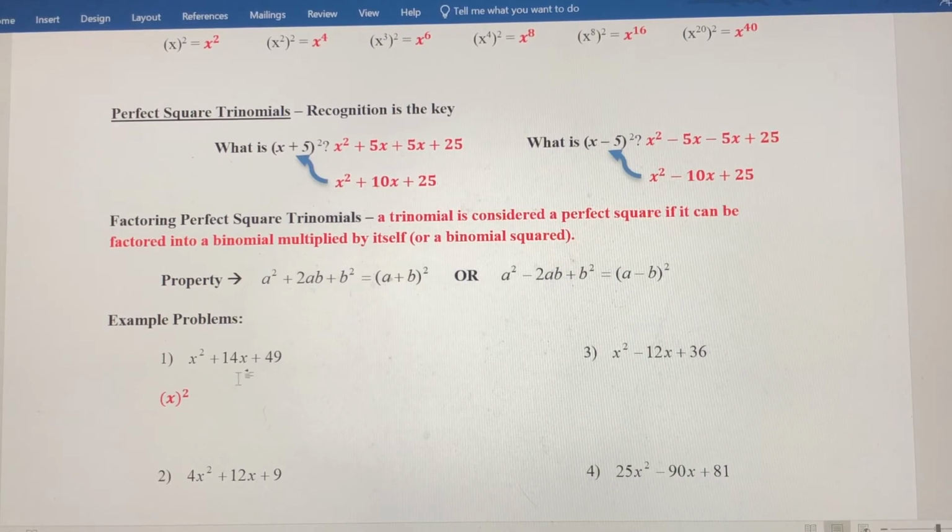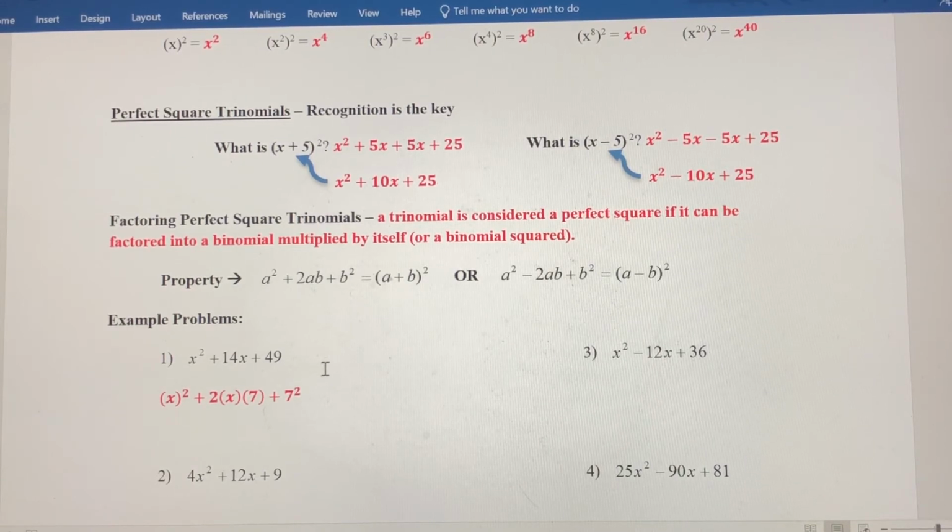Then the last thing we want to look at is the middle term: 2 times the square root of the first term times the square root of the last term? Well, 14x can be written as 2 times the square root of x squared, x, times the square root of 49, 7. Okay? So, this meets our criteria. First term is a perfect square. Last term is a perfect square. And the middle term is the product of 2 and the square roots of the first and the last term.